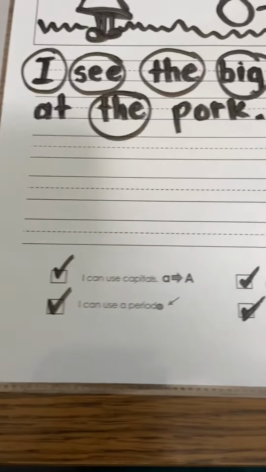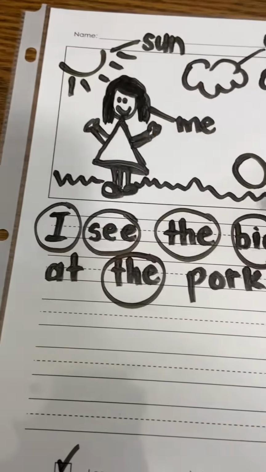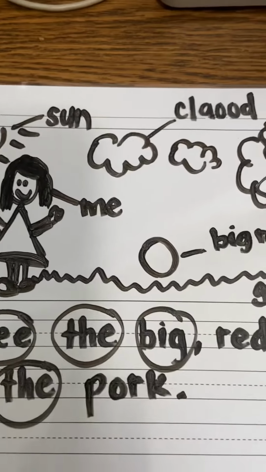Okay, and you can see how now I labeled my picture and then I made sure I did all of these four concepts down here in skills. And again, I did my writing, but then I did some more writing in my picture.